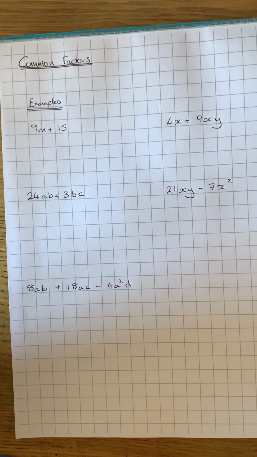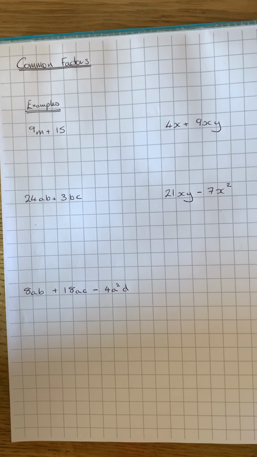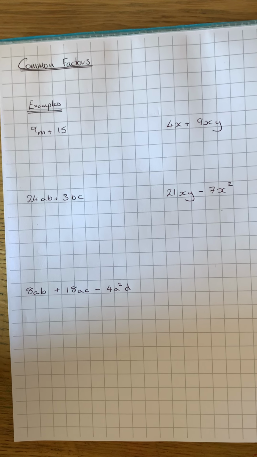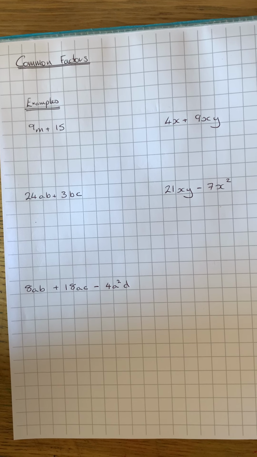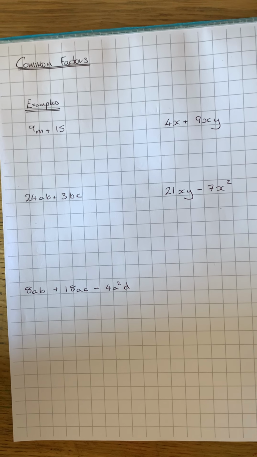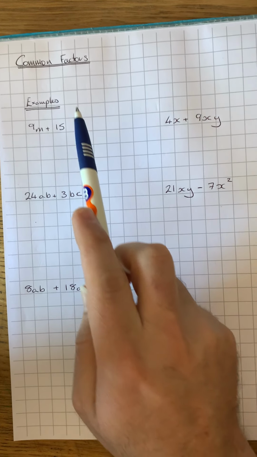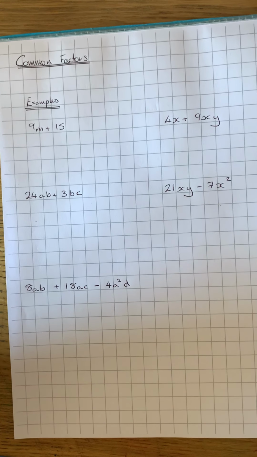So factorising is the opposite of breaking brackets. When we were breaking brackets, we were getting rid of them. In this case, we're going to be bringing them back in and taking out what is the largest in each element. So jumping into an example here, we've got 9m plus 15.